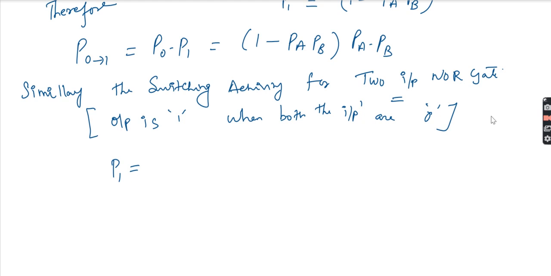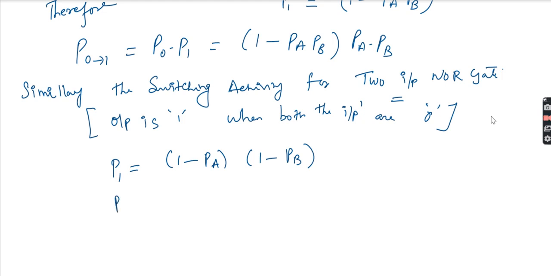So now what is the P1? P1 is nothing but 1 minus PA into 1 minus PB. Now you can see you apply PA and PB both, so like 0, 0 or 1, 1. So you will get the probability of 1 when it occurs.